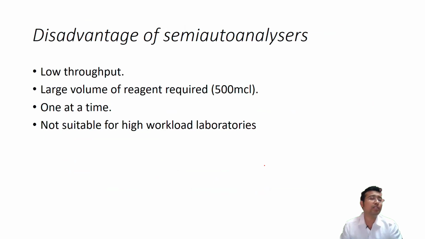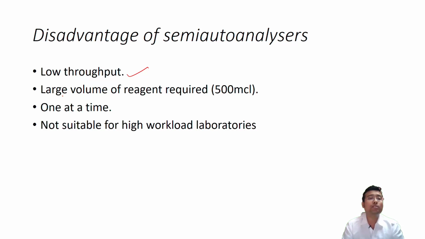Now, having so much advantages, let's talk about the disadvantages. Any machine has got pros and cons. Number one, low throughput. Number of analysis per hour is very low compared to an automated analyzer. Definitely, if your workload is very high, semi-automated analyzer is not an option. You need to upgrade to a fully automated analyzer because of high throughput. So semi-auto has got low throughput.